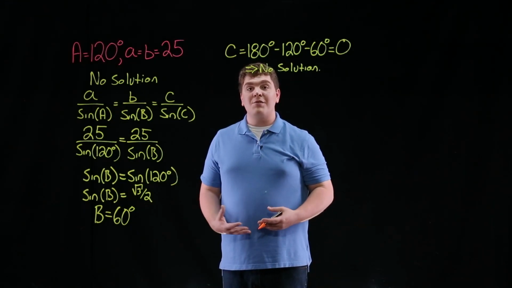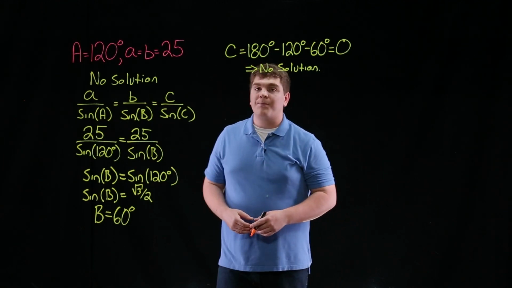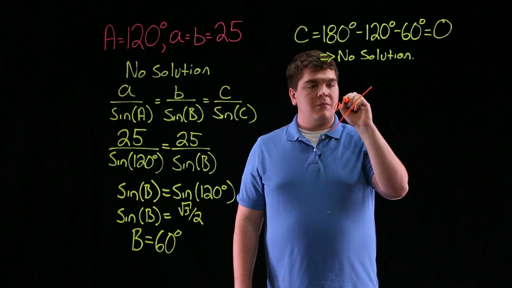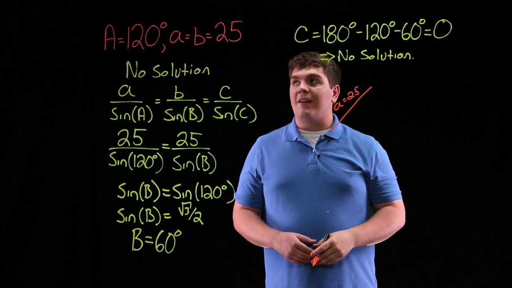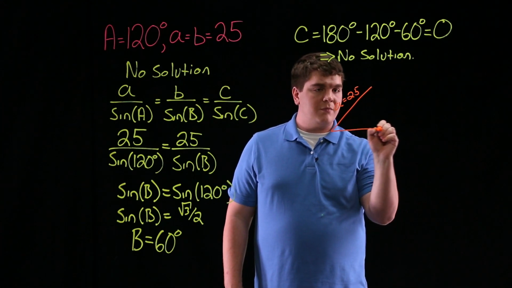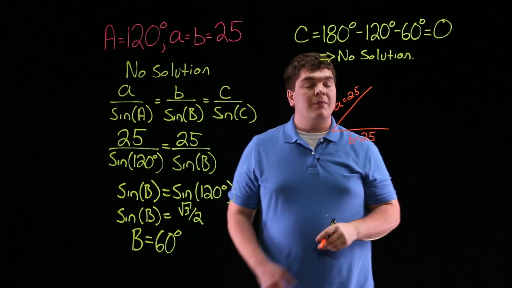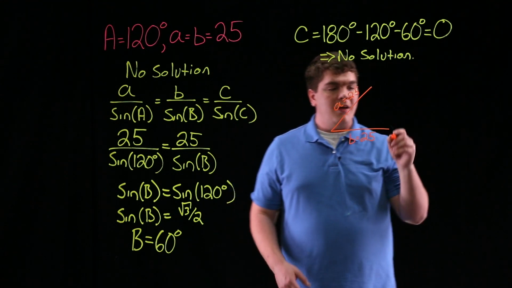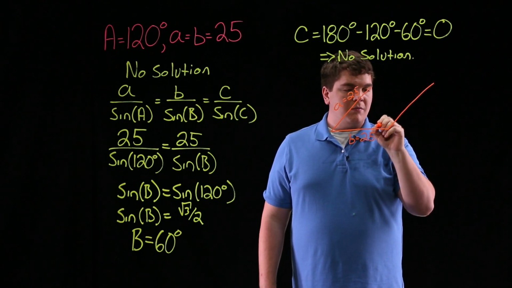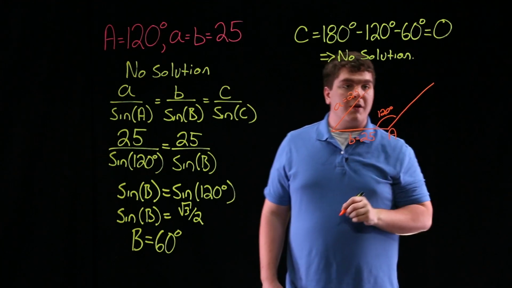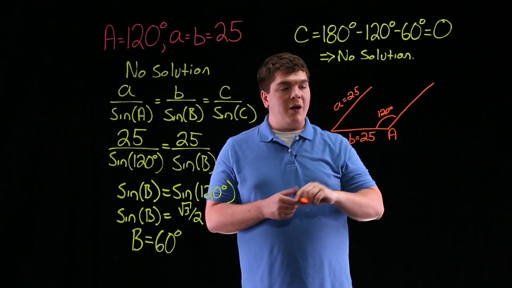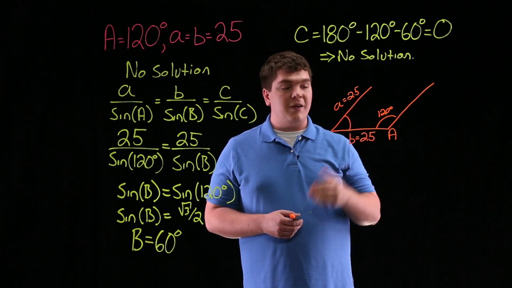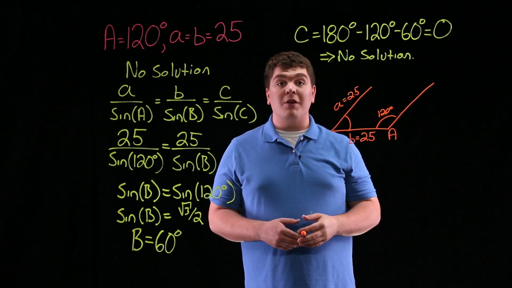Another way to see that this triangle has no solution is to try to draw the triangle with these three properties. So let's begin by drawing one of our side lengths, a equals 25 units. And let's draw another side length, b also equals 25 units. Now the important thing to notice here is that the angle A is 120 degrees and lies opposite the side length a. So the angle A is here, and is 120 degrees. And what we see is that no matter what angle we choose here, we can never create a triangle with these three conditions: a is equal to 25 units, b is equal to 25 units, and the angle A is 120 degrees.